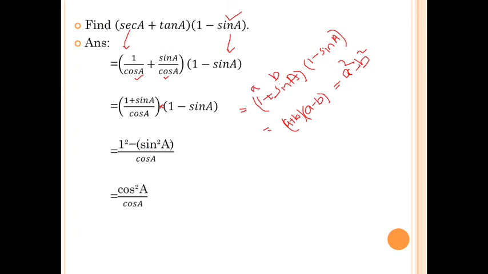Here we have a square in the numerator and we don't have a square in the denominator, so we will be cancelling and the remaining is only cos A. You got it? So we have proved the three identities. I hope you got it. Thank you.